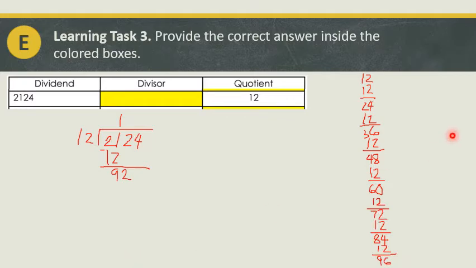So, titingnan ulit natin dito yung mga lista natin. So, alin dyan ang hindi lalagpas na 92? So, itong 84. Kasi yung 96 lagpas na. So, dito tayo sa 84. So, ilang 12 yon? 1, 2, 3, 4, 5, 6, 7. And 7 times 12 is 84. Next, we will subtract. So, 92 minus 84 is 8.